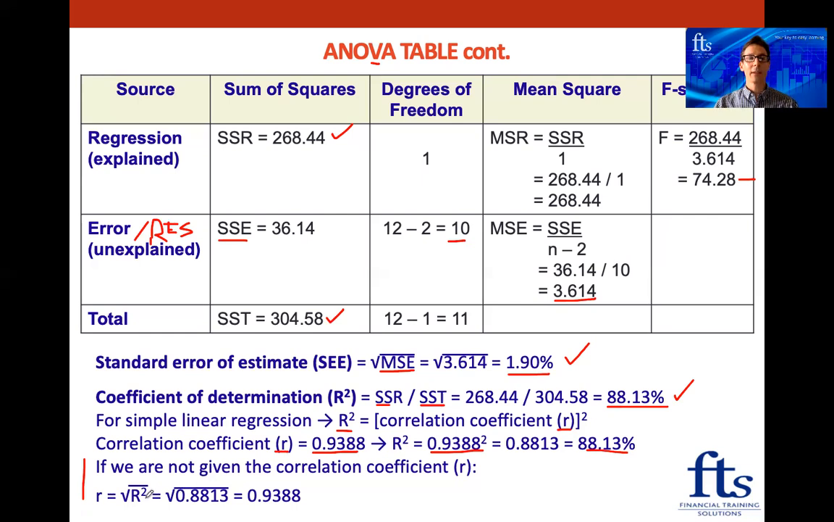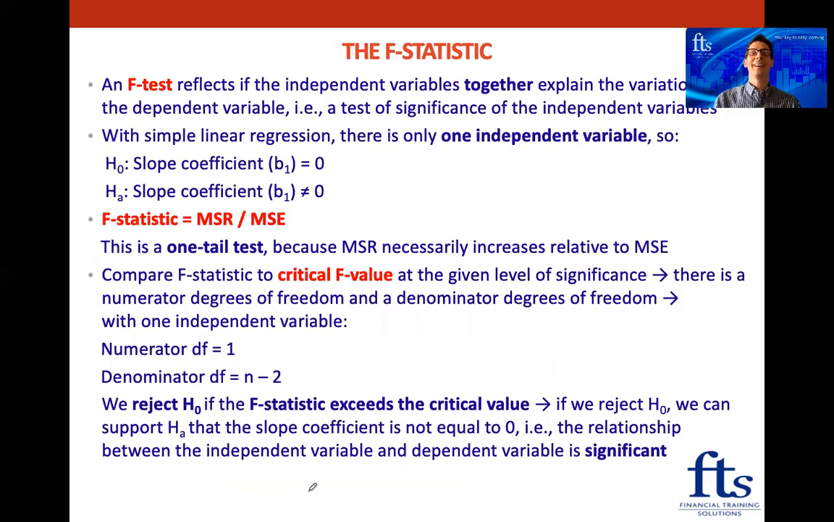So if they give us the coefficient of determination is 88%, let's say they give us that on the exam, if we take the square root of that, that is going to give us our correlation between our dependent and independent variables. So this is the correlation between the return on the market and the return on stock B. Good. So now comes the F statistic at last.